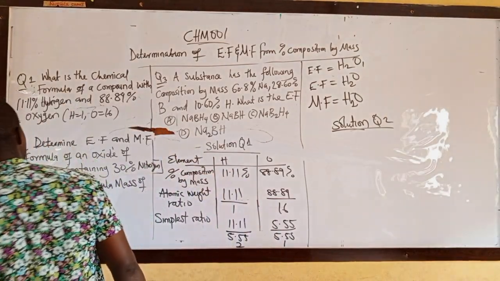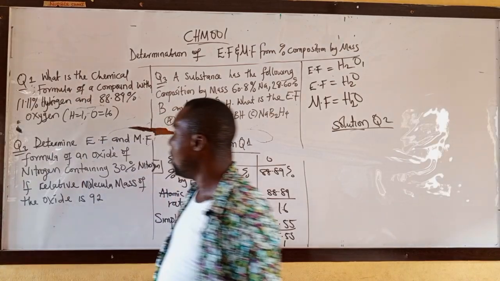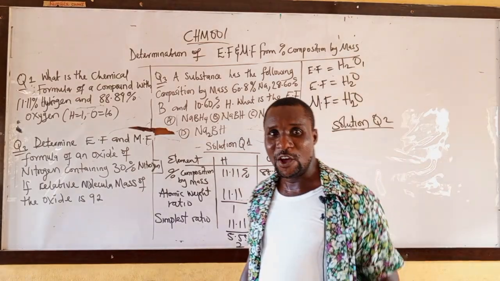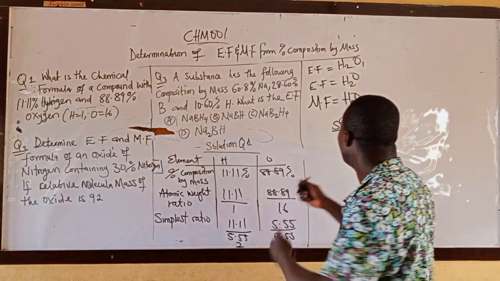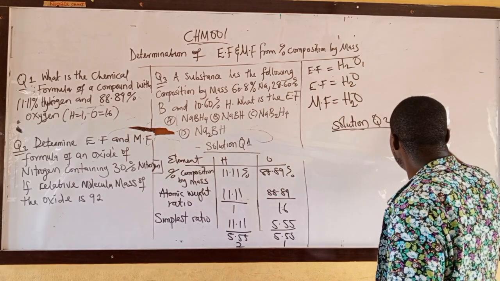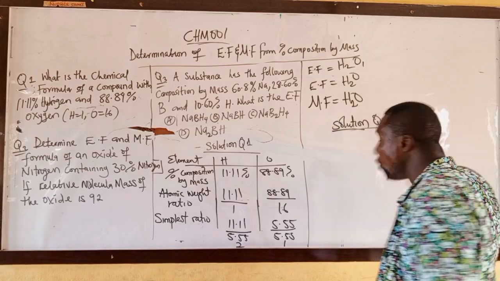The second question says, determine the empirical formula and molecular formula of an oxide of nitrogen. Oxide of nitrogen. That means the compound contains nitrogen and oxygen.